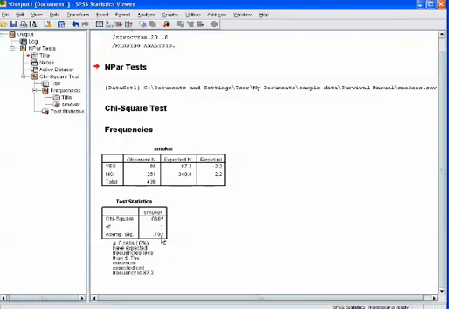Because the significance level of the chi-square value is greater than 0.05, this indicates that there is not a significant difference between the observed and expected proportions. Now you know how to perform a chi-square test.